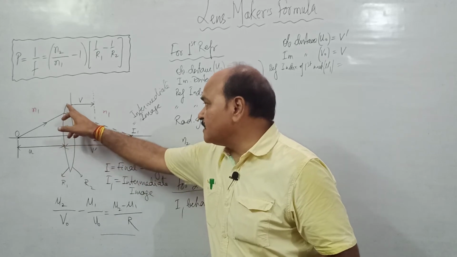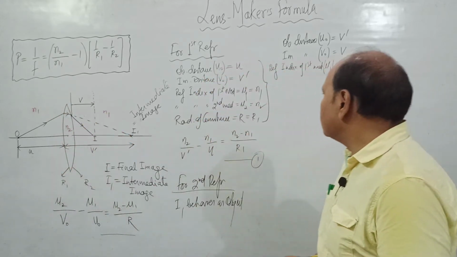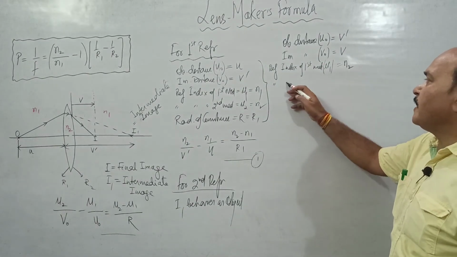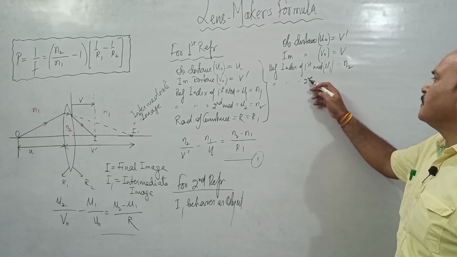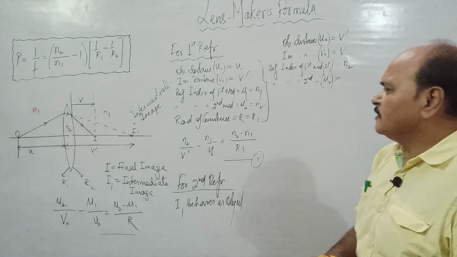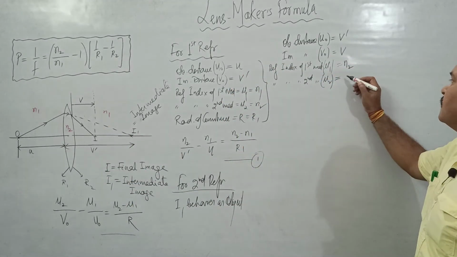Real incident rays are incident over this second surface. So this is the refractive index of the first medium, mu1, which is going to be n2. And the refractive index of the second medium, mu2, is going to be this medium, which has refractive index n1.